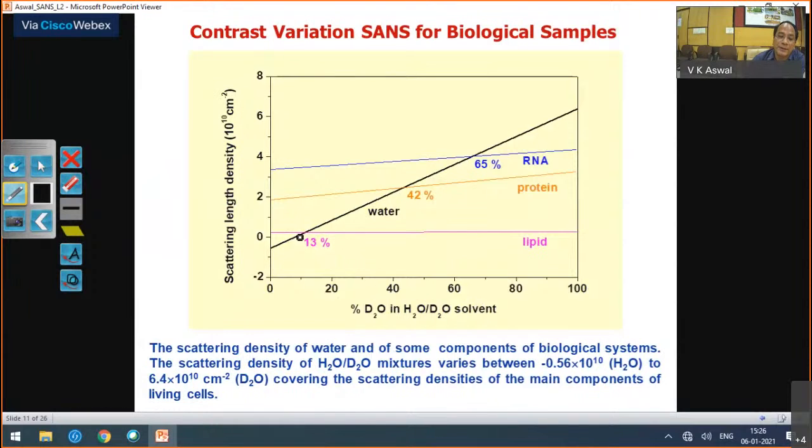So for example, for lipid, if you have 13% of D2O in the H2O D2O solvent, your lipid will be invisible. Your scattering length density of lipid will become close to that of the solvent. In the case of protein, it is 42%, and for RNA, 65%. So if you do the experiment for different percentages of D2O in H2O D2O, you can systematically separate these components, and it would be easier to find the complex structure of biological samples. Many studies in this field have been carried out using isotope contrast.